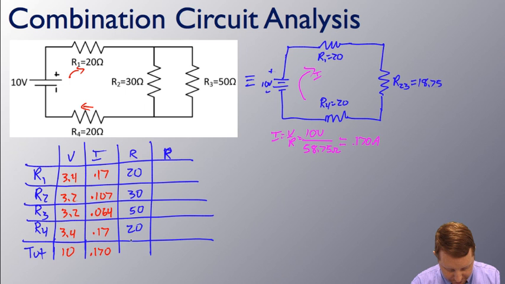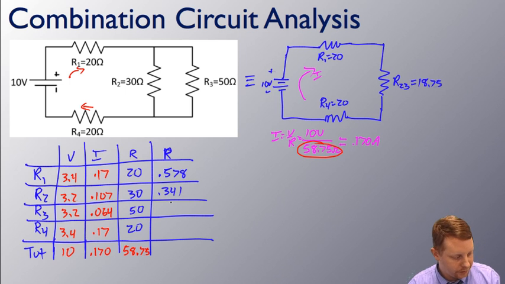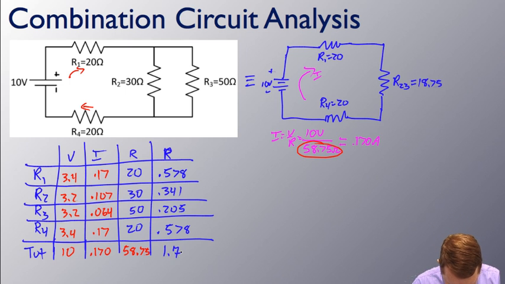My total resistance, R equals V over I, 10 over 0.17, is about 58.75, the same thing we found over here. And now we can also fill in our powers. V times I will be about 0.578 watts, 0.341 watts, 0.205 watts, and 0.578 watts. And add all those up, or V times I here, 10 times 0.17, will give us 1.7 watts for the total power dissipated by the circuit.